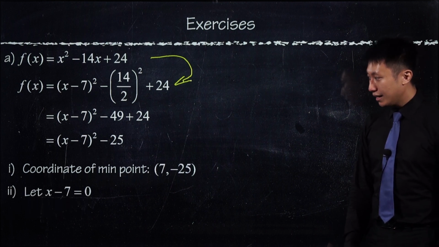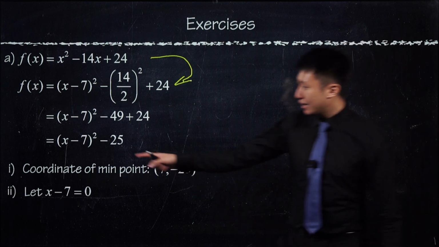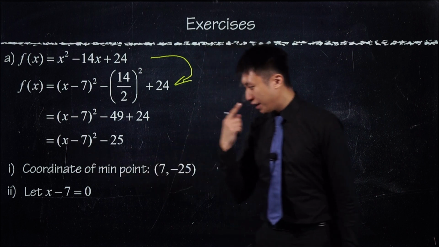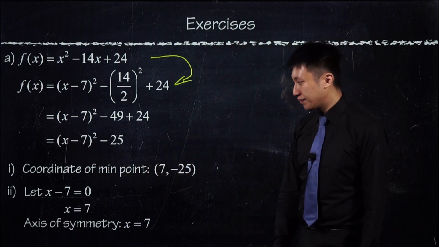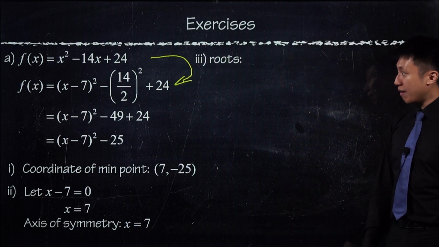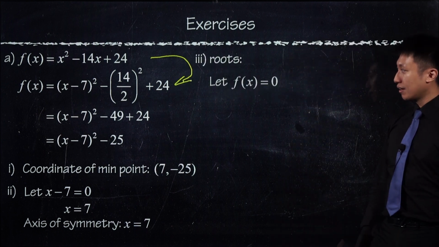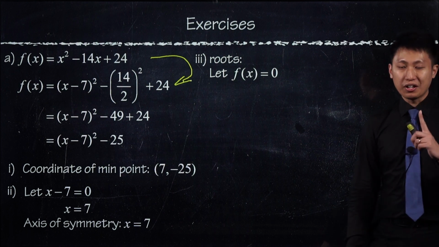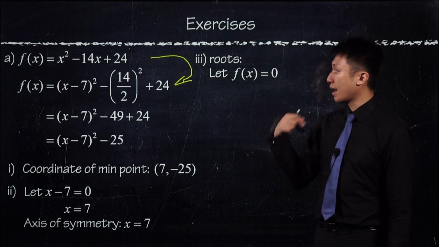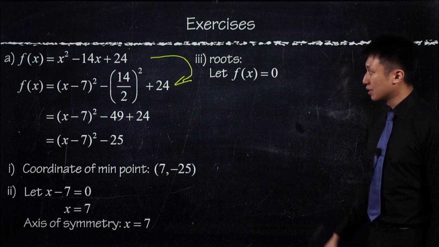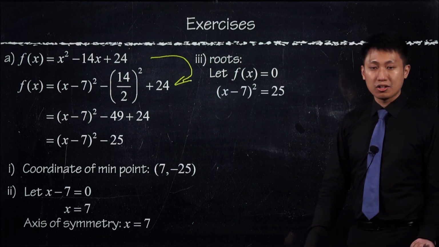Okay, then I let it be equal to 0. I let this one be equal to 0. So x equals 7 is my axis of symmetry. And I want to have the roots. Actually, if you want to have a rough sketch of the graph, then you don't have to find roots. But then, you know, I asked you to find, right? Okay, that's why. Or maybe make it to be more precise.